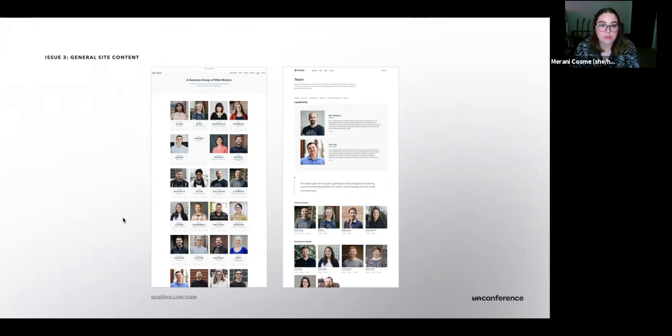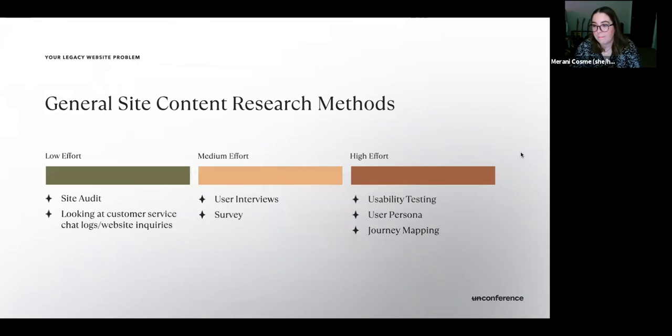So, what are some research methods we could have used for this issue? Looking at our legend, for our lowest effort, we could have done a site audit. This helps us see all the content that is currently on our site, and it helps us identify if there's any content that is outdated, duplicated, or needs to be removed.